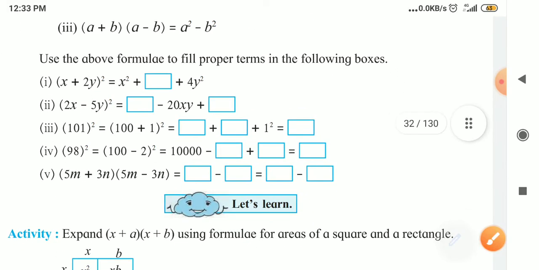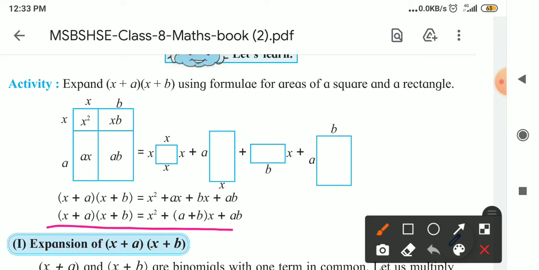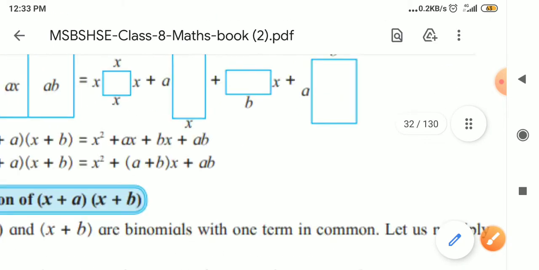Similarly, you have to learn the factorization formula for (x plus a) and (x plus b), which is equal to x square plus (a plus b) into x plus ab. This formula you have to learn. We can derive this formula by using the multiplication method also. How, I will show you.